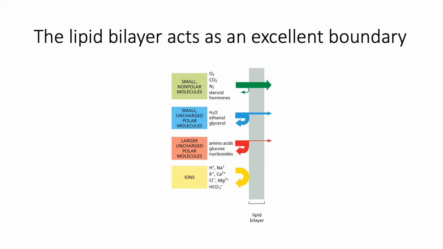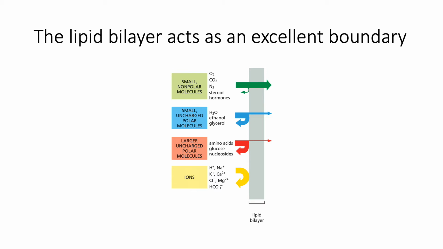Now we talk about the larger uncharged polar molecules like amino acids, glucose, and nucleosides. They have a little tiny red arrow. I would say that none of these can get through the membrane. I don't think that red arrow should be there. So for all practical purposes, amino acids cannot get into the cell. Glucose cannot, nucleosides cannot get into the cell. They're way too polar. And then you have fully charged ions, even though they're tiny. Hydrogen, sodium, potassium, and so on. Those are fully charged. They cannot make it through the interior hydrophobic region. They just can't get in there.